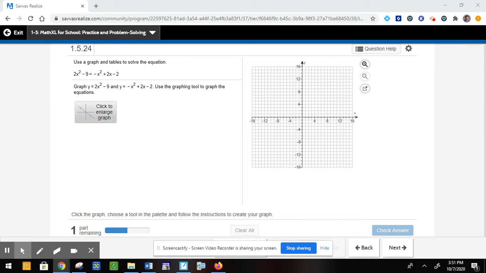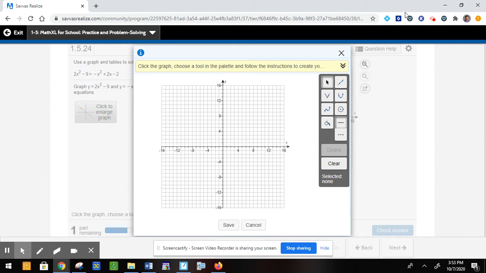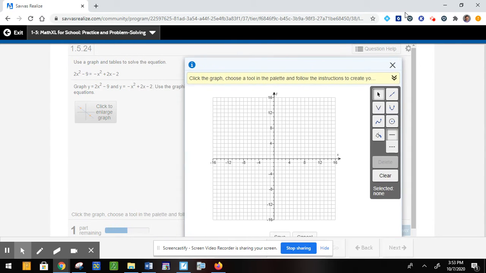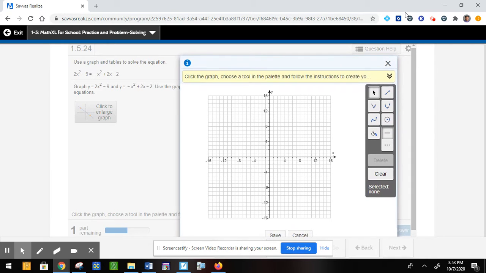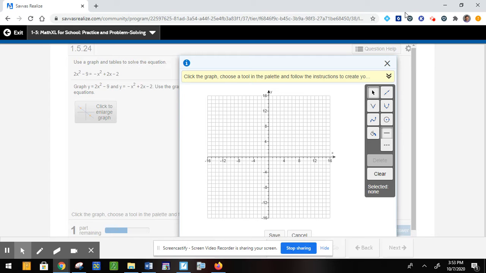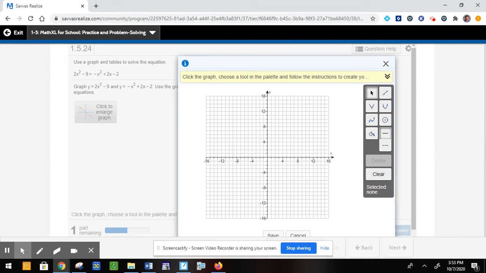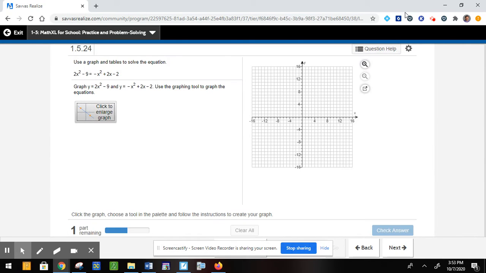Right, so let's look at number 20, where we're going to use the graphing tool to figure out what the solution is. So the first thing is going to be 2x squared minus 9. I guess the best thing to do would be to get two ordered pairs, right?